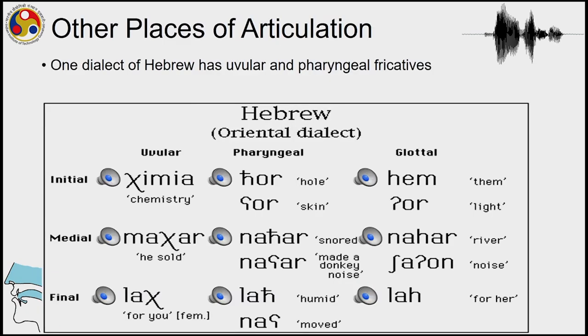So a dialect of Hebrew also has uvular and pharyngeal. Chimia. And some of these will be played, and the distinction here is again uvular, pharyngeal, and glottal.